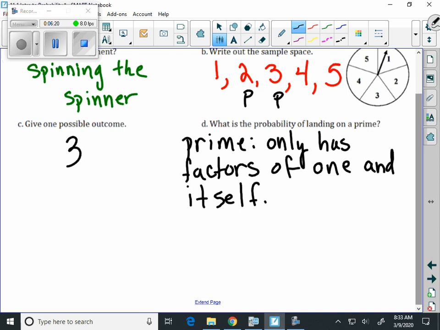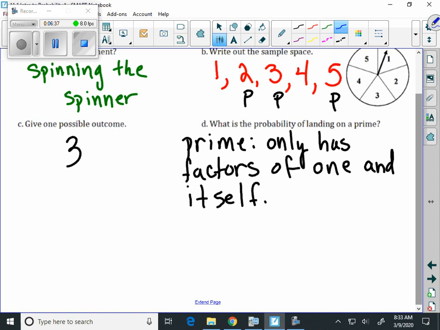4 has 1 times 4, but it also has 2 times 2. 4 is not prime, but 5, the only factors that 5 has are 1 and 5. So there are those in terms of prime.